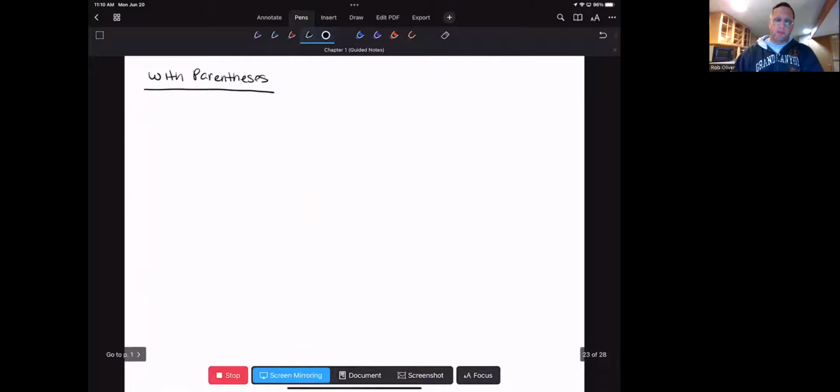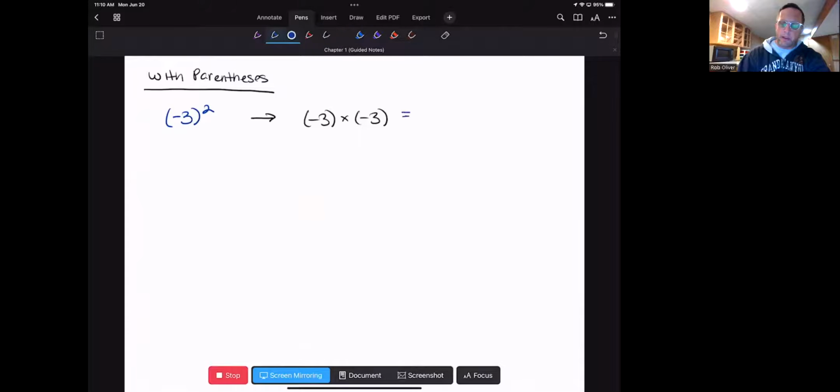So with parentheses, let's start off pretty simple. We have like (-3) squared. Notice the base is completely enclosed in parentheses, -3, and that's being squared. What that means is -3 times -3. A negative times a negative is positive, so that comes out to be +9.